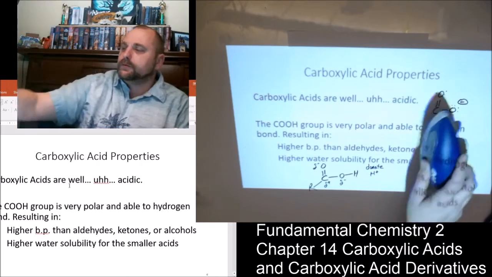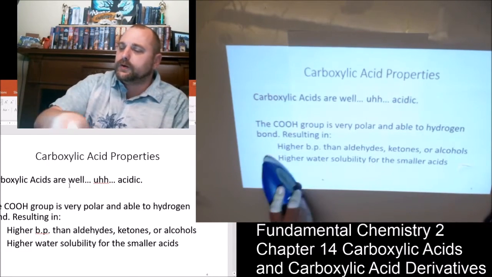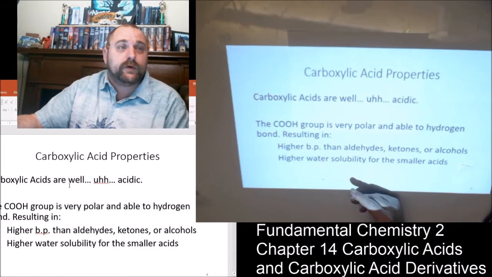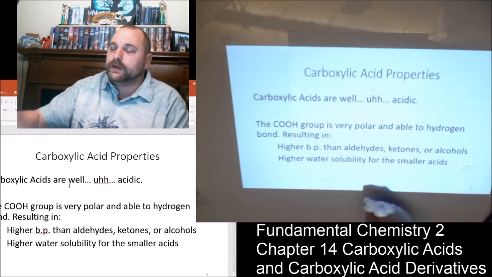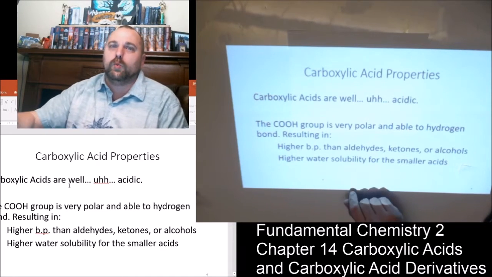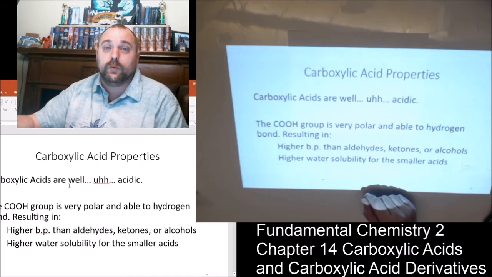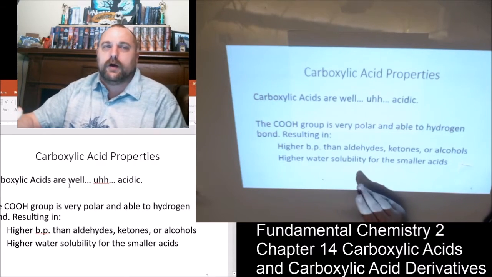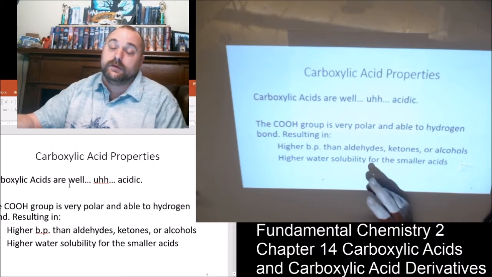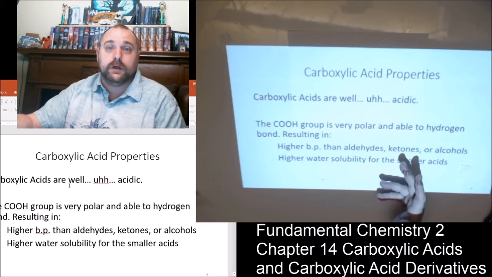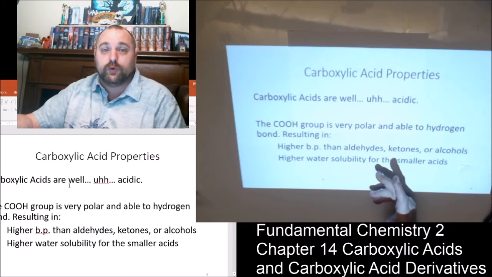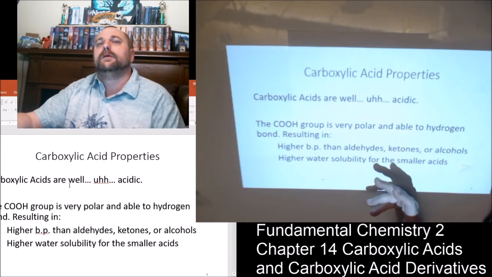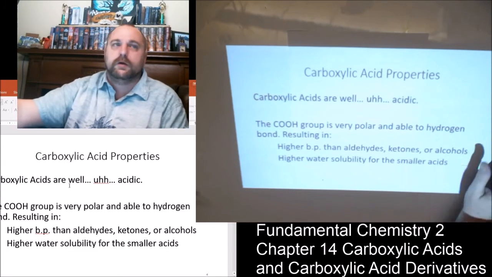So being able to distribute that negative charge makes these things very acidic, and then having the presence of that hydrogen also makes them, not only really polar, but they can hydrogen bond with water. That makes them extremely water soluble, and so they have higher boiling points than aldehydes, ketones, and even alcohols. Alcohols, remember, could do hydrogen bonding and were polar as well, but the carbonyl just exacerbates it. It just makes things a lot more polar.